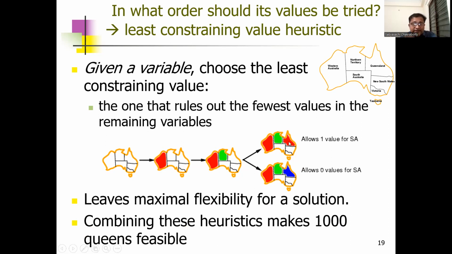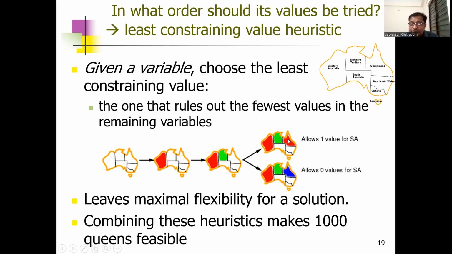But here, we are using red. It will leave the other regions with the maximum number of available colors. South Australia is left with one color. New South Wales is left with two colors. And Victoria is left with three colors. Most number of possible values they are having. So the least constraining value is red here. Which color to be chosen for Queensland? Red is the least constraining value.